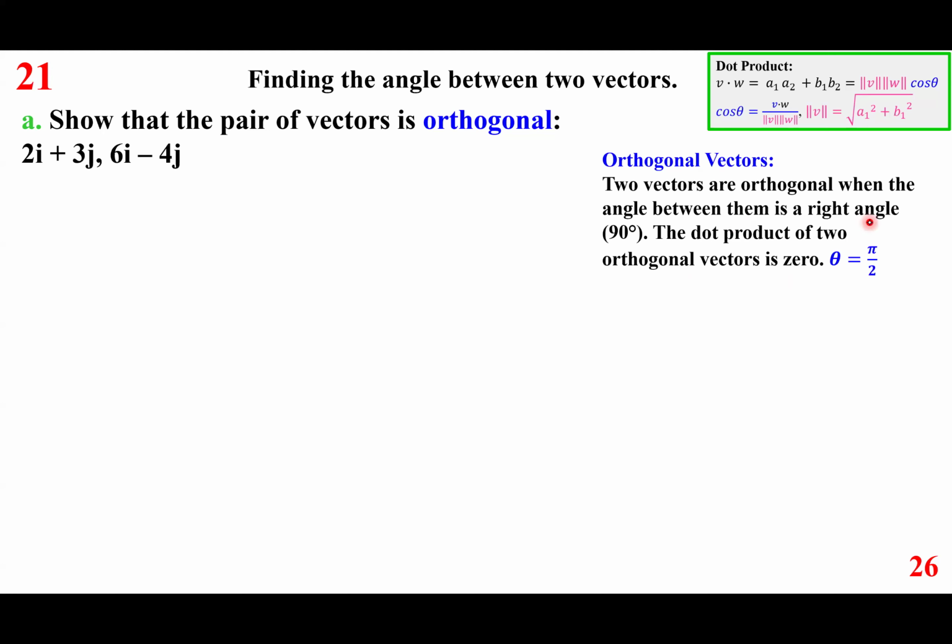Why is that? Because take a look at this one. What is the dot product? Magnitude of V, magnitude of W times cosine theta. What is cosine of 90 degrees? 0. That's why if two vectors are orthogonal, their dot product must be 0. So we do the dot product. To do the dot product, we multiply the components: 2 times 6 plus 3 times negative 4. This is positive 12. This is negative 12. They add up to 0. That's a proof.